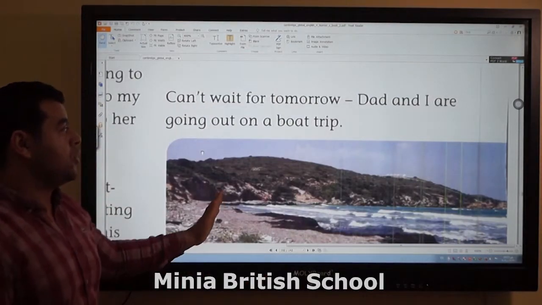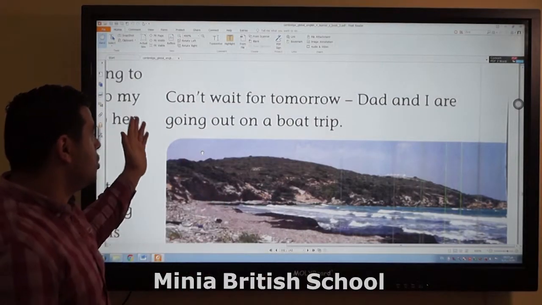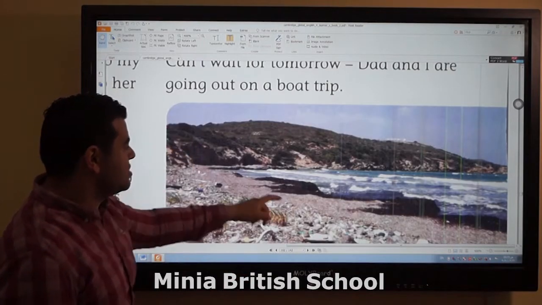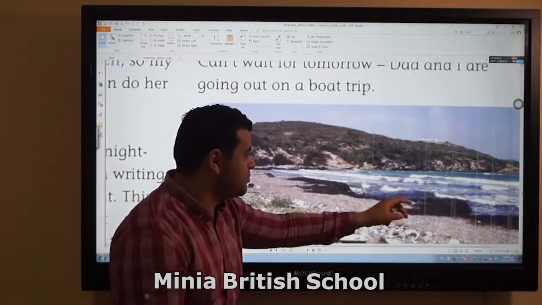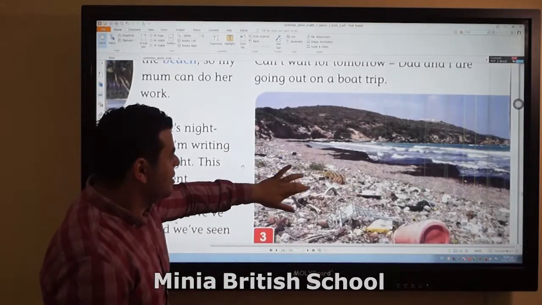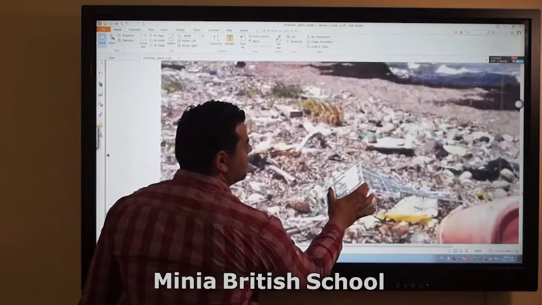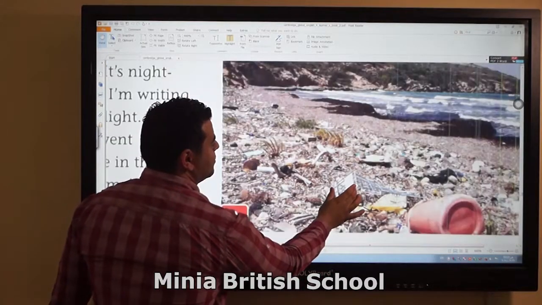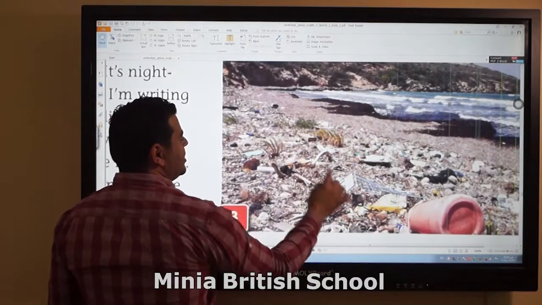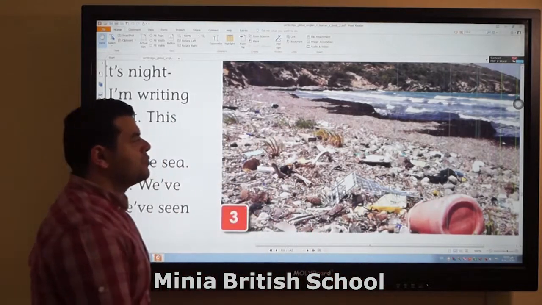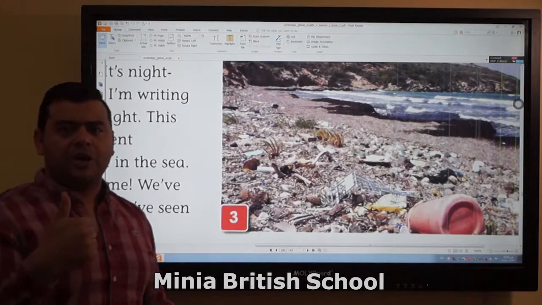Can't wait for tomorrow. Dad and I are going out on a boat trip. Can you see this is a beach? This is a beach, and these pictures, as you can see here. This is the beach. And look, yes, what can you see here? Yes, these things are rubbish. That was today's lesson, and that was number 1.